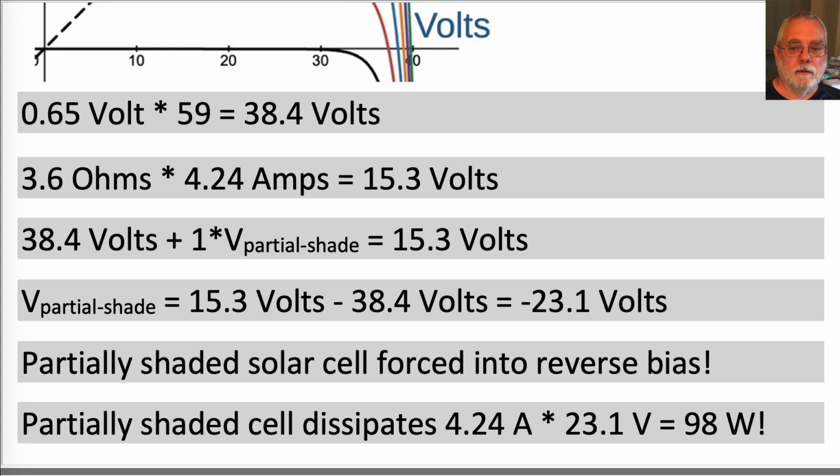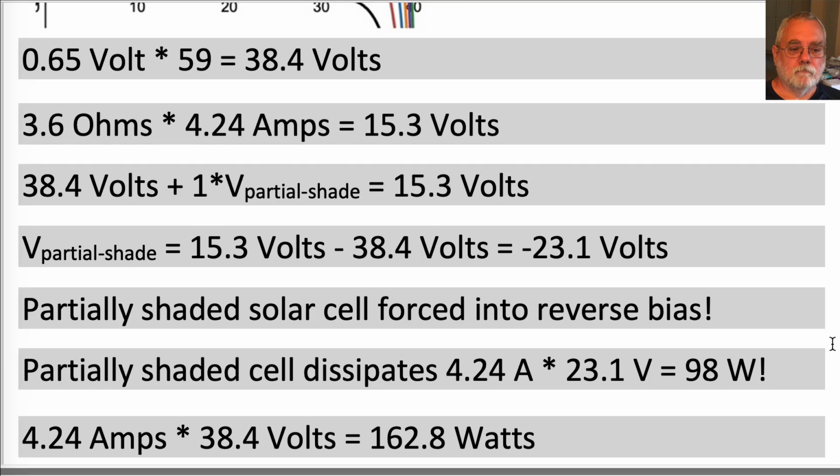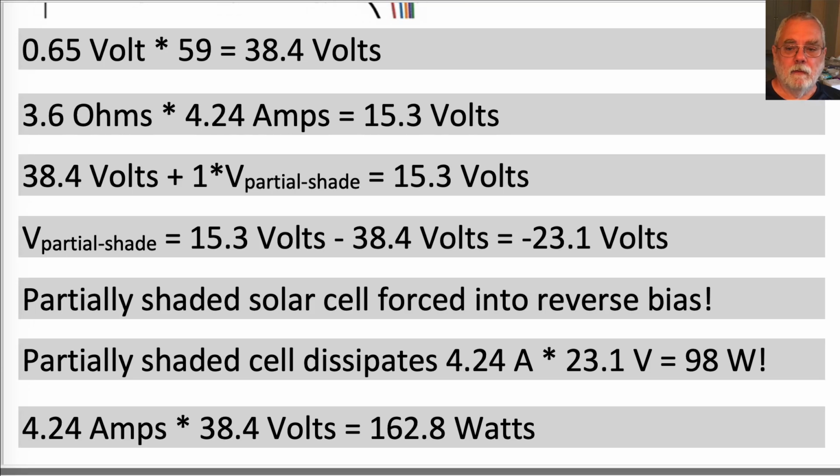The hotspot could be seen by an infrared thermal imager. There are YouTube videos that show the thermal image. The other fully illuminated solar cells are not dissipating power or being heated by the flowing current. Only the partially shaded solar cell is a hotspot. The 59 fully illuminated solar cells are sourcing 162.8 watts.